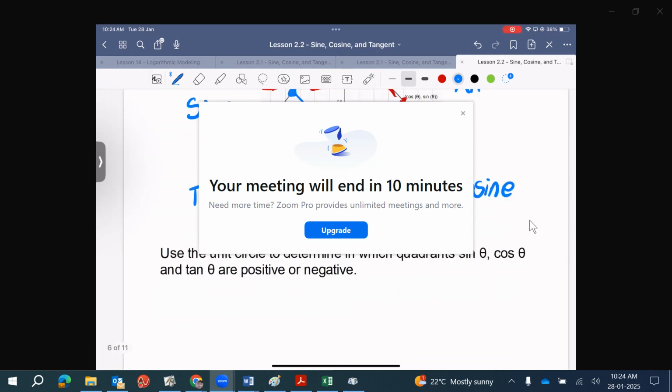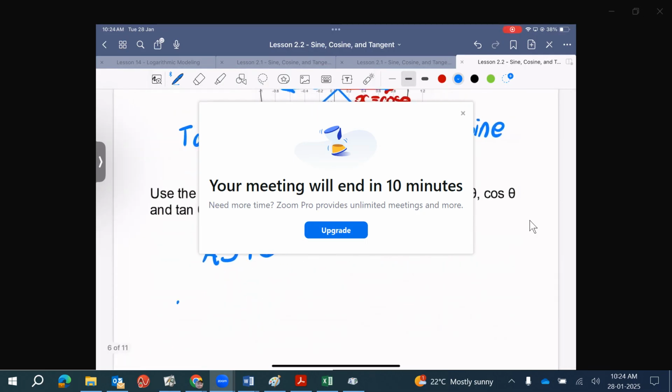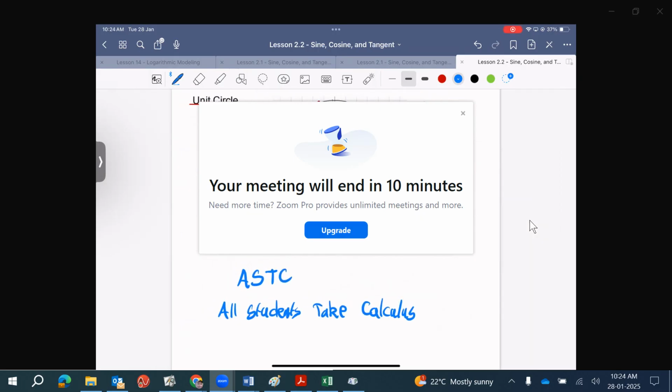A lot of people remember the acronym ASTC, which stands for All Students Take Calculus, and that helps you remember it. I think it's easier to work it out than to try and memorize some acronym, but wherever floats your boat.